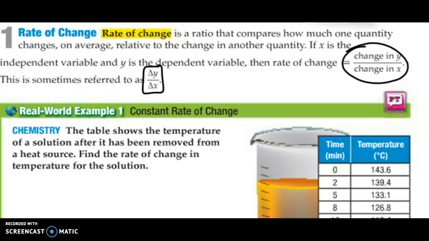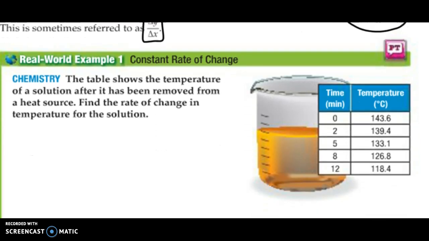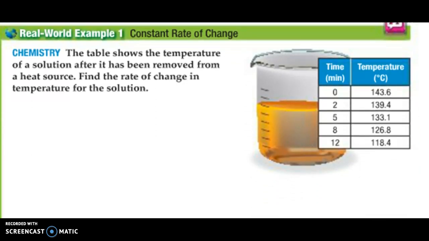Now, that most of the time is going to be seen in science classes, but sometimes it shows up in math. Here we have an example that shows the change in temperature over some amount of time for some solution. If you think of time as my independent variable, or x, and temperature as my dependent variable, y, these are essentially just a bunch of points. Now, I like to take the first and last point because I think it gives me a good representation of my rate of change over the entire period of time we're looking at.